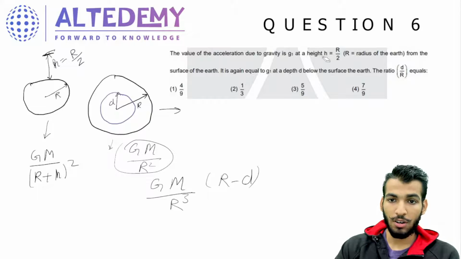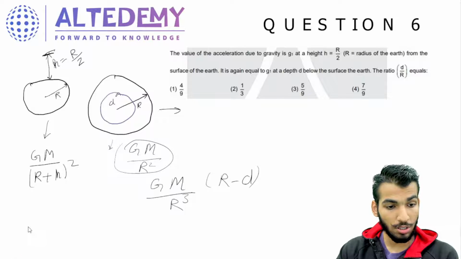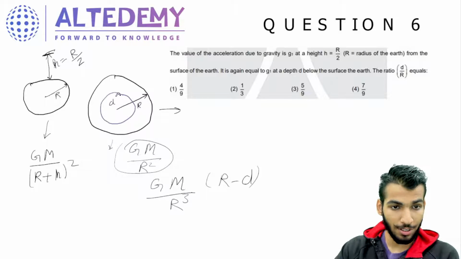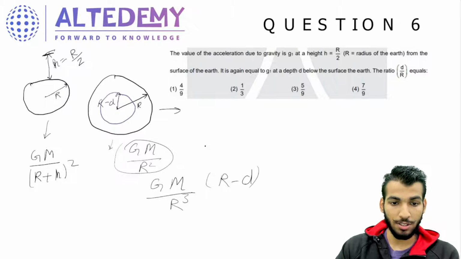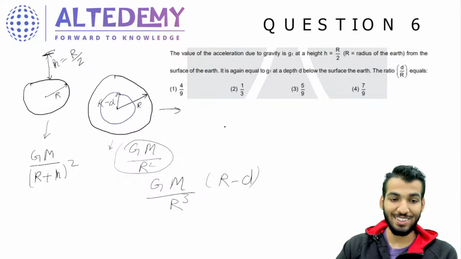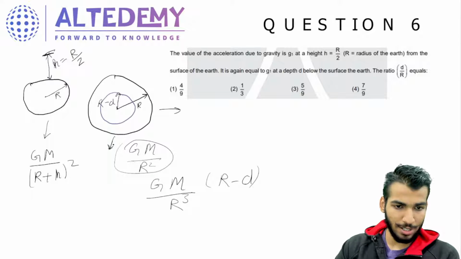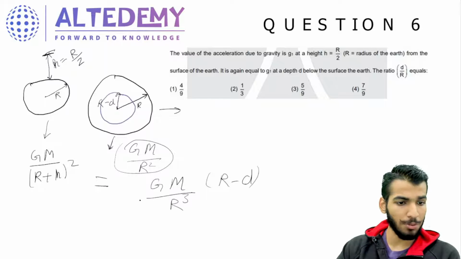Okay, it is at depth d below the surface of Earth. That means the distance from the center will be equal to r minus d. So we have this formula, which came out after we spent time deriving it. It will be wonderful if you look at this in a better manner. These things will be equal, and let's write it down in a better manner.